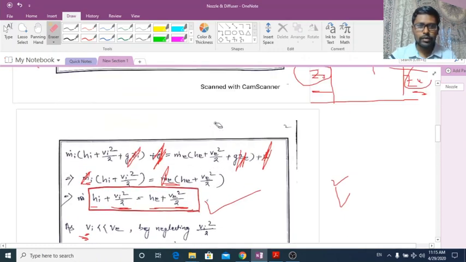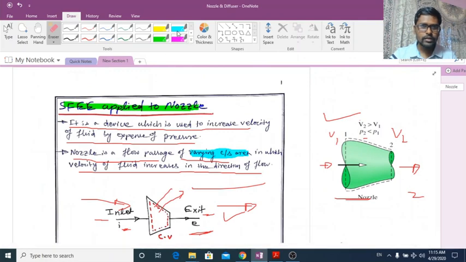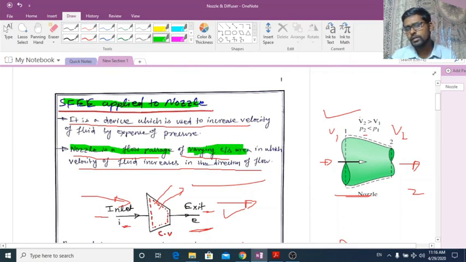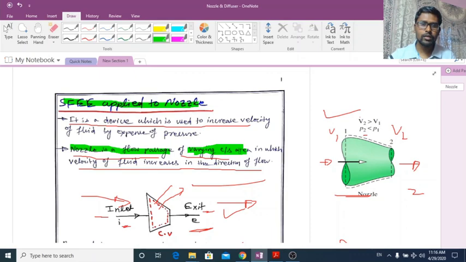Next, I have told you in the definition that a nozzle is a flow passage of varying cross-sectional area. What is that varying cross-sectional area? It means the area of the nozzle in the flow direction may increase or may decrease. We will see what that varying cross-sectional area is.